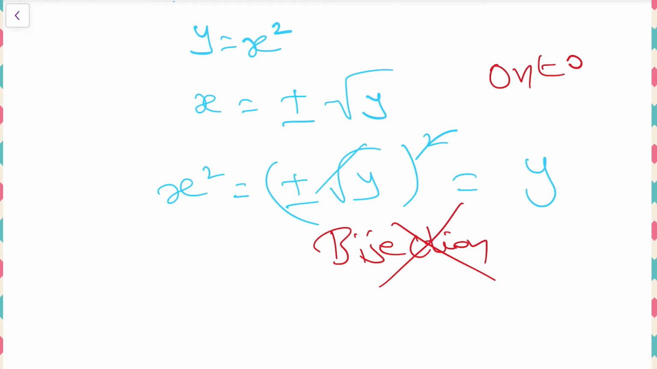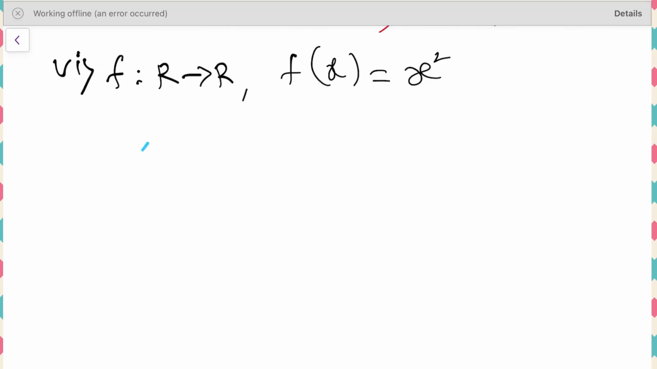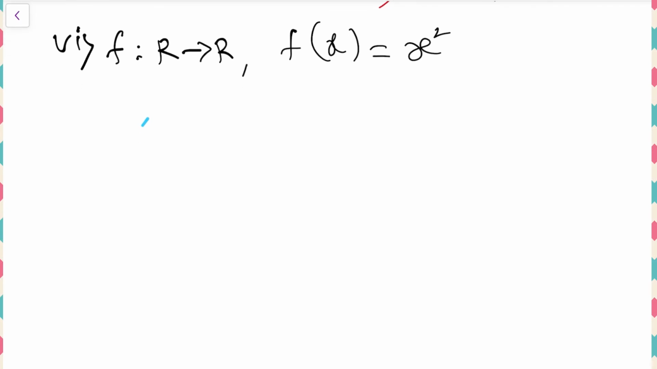Next, question number 6 in this same bit again. F is a function from R to R, and the function is defined as f of x is equal to x square. In this bit, question number 4, question number 5 as well as question number 6 are all the same function, that is f of x is equal to x square only. The only difference is the codomains as well as domains. Now in this case also, the domain is all real numbers, and the codomain is also all real numbers.